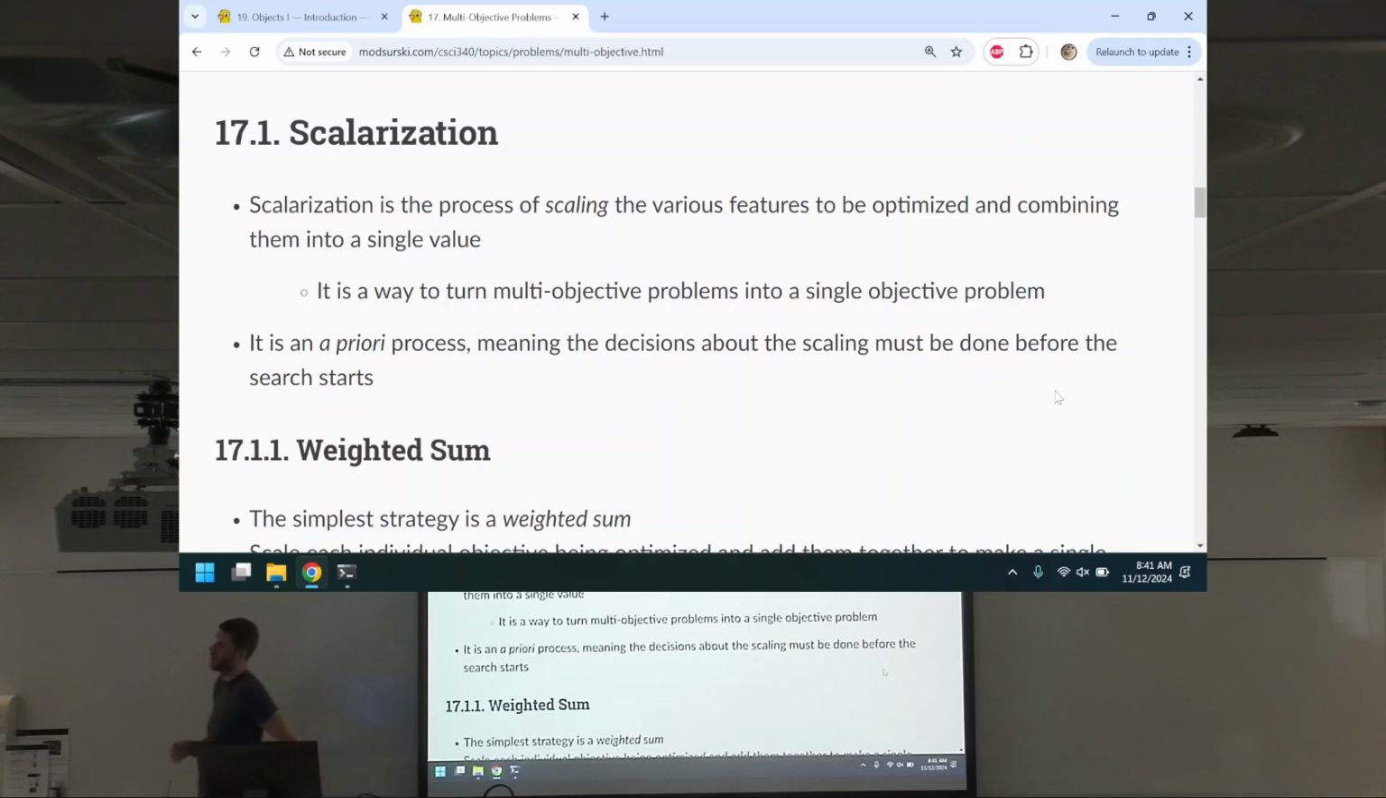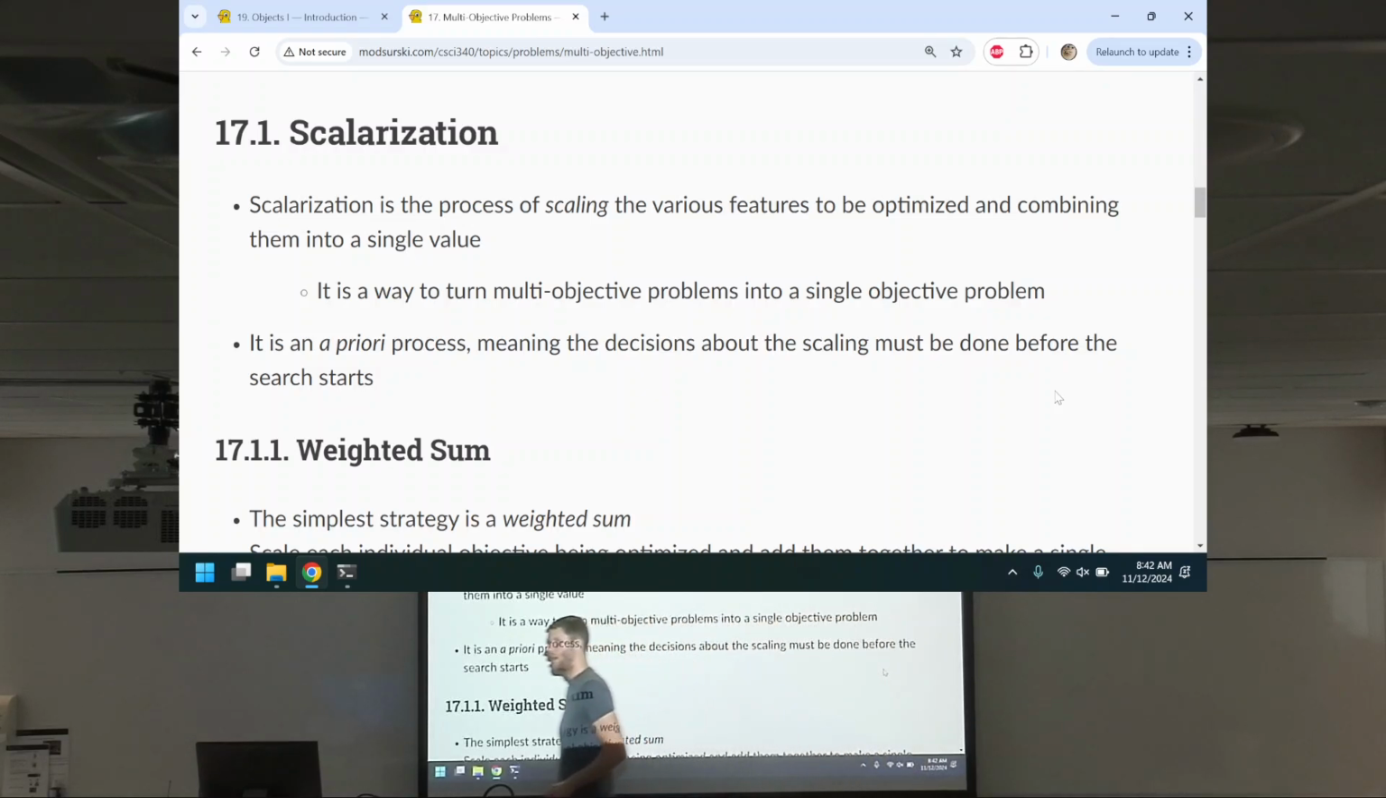So scalarization is the process of scaling the various features to be optimized and combining them into a single value. It's a way to turn multi-objective problems effectively into a single objective problem in the least painful way possible. But there are some problems with this, which we'll talk about. And it is an a priori process, meaning the decision about the scales must be done before the search starts. A lot of times people like to use Latin words to sound smarter. So a priori is just a fancy way to say we have to make a decision beforehand.